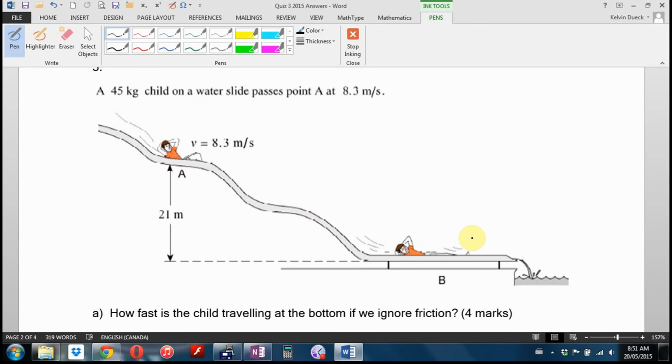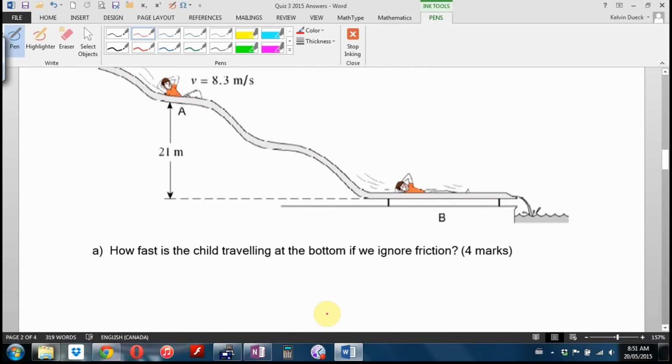Let's see. They gave me the speed at the top of the slide, and they want how fast at the bottom if we ignore friction. What do they want me to find, Colin? Yeah, this is a job for conservation of energy. Oh, ignore friction, so no plus heat.